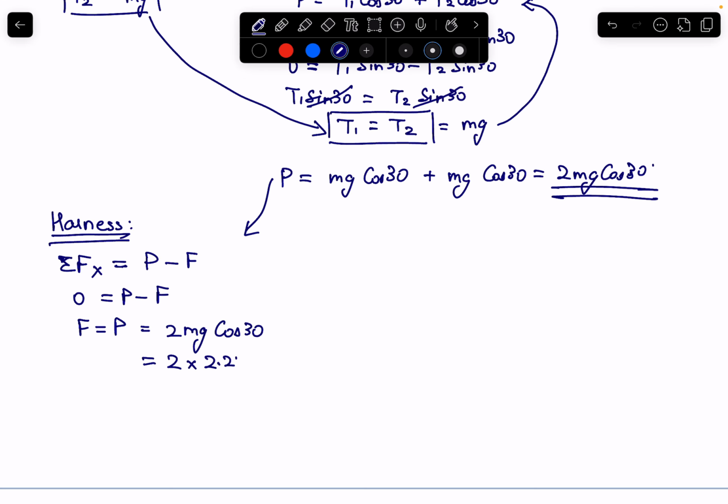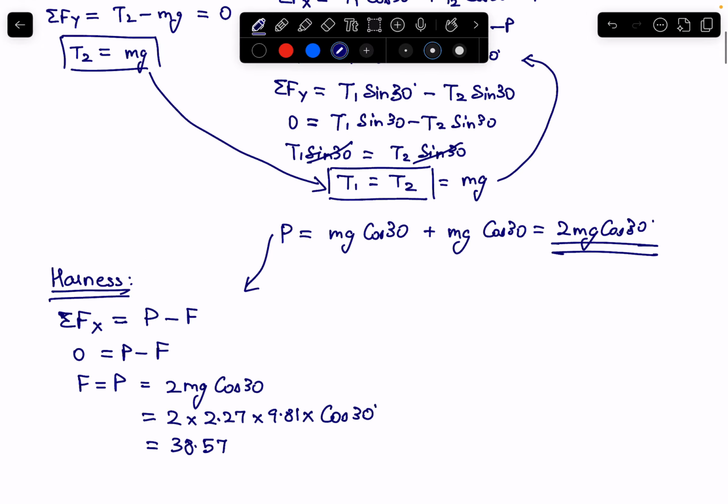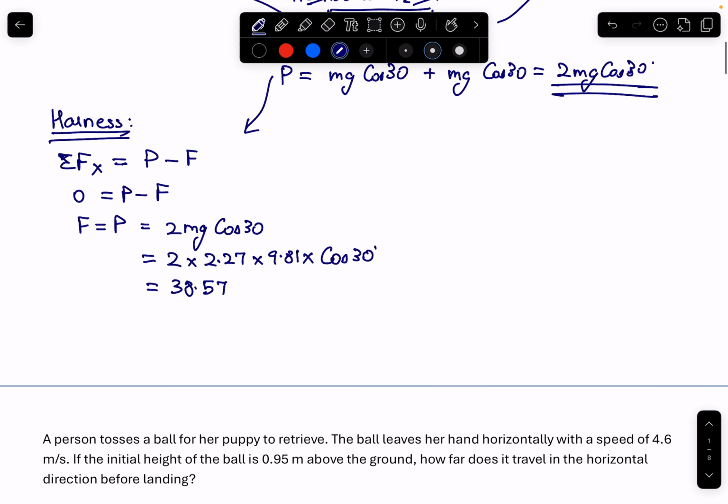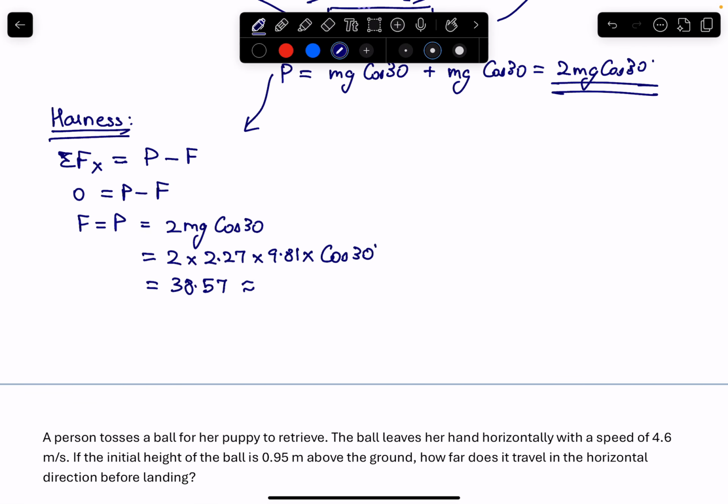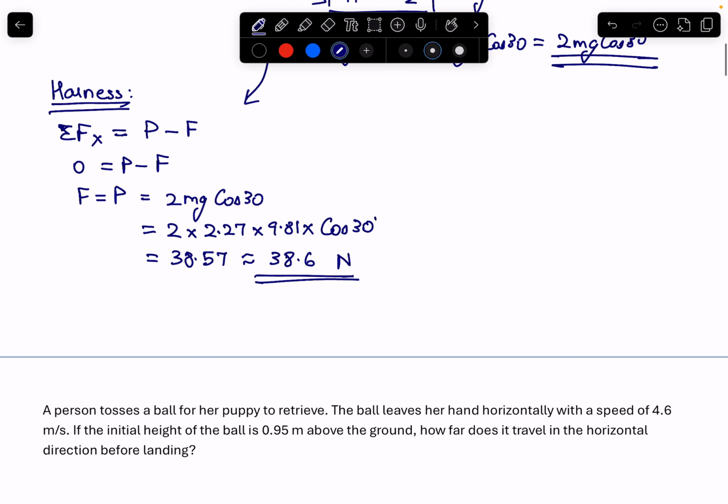2 times 2.27 times 9.81 times cosine 30. Quickly solving this gives me 38.57 newtons. Let's look at the significant figures. So it technically should be 38.6 newtons, right?